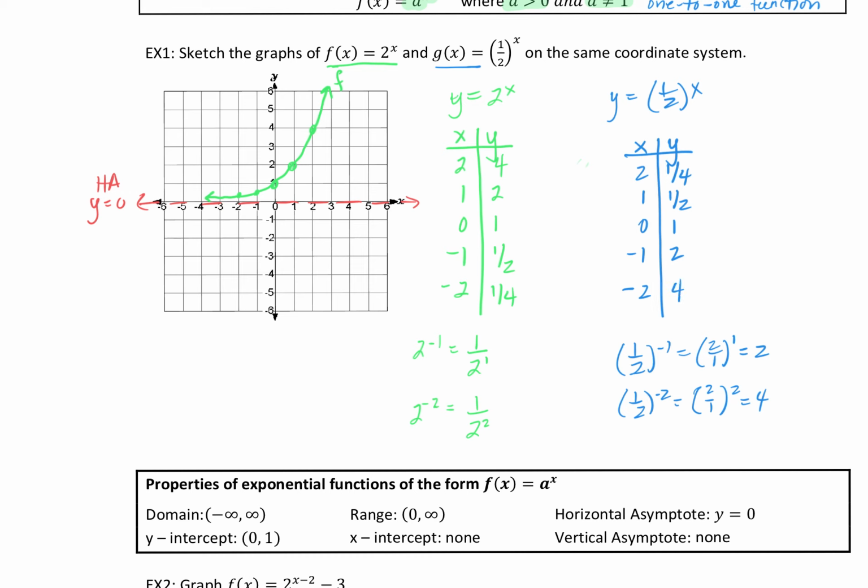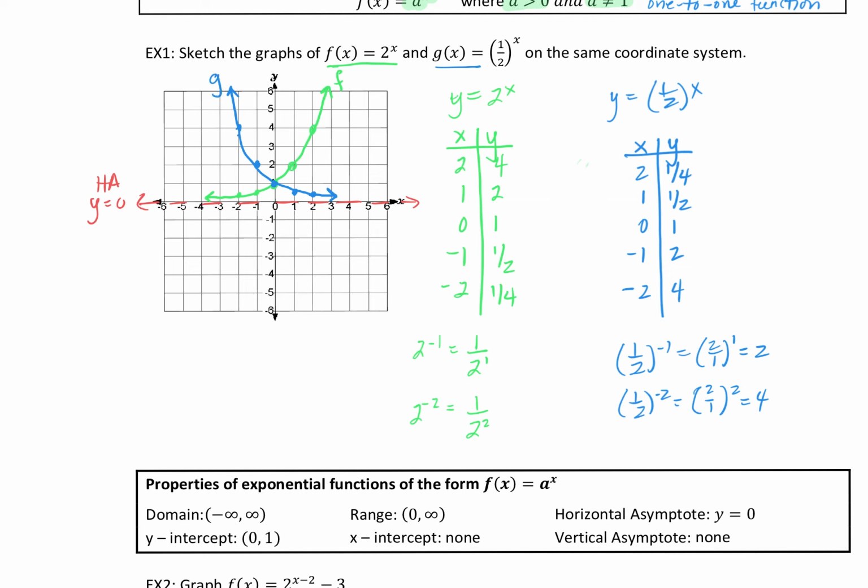Graphing these points, 2 goes through 1/4, 1 goes through 1/2, 0, 1. -1 is 2, -2 is 4. And then you can see, if I continue on with this graph, that it's just a reflection across the y-axis. So I flip the base, I also flip the graph.